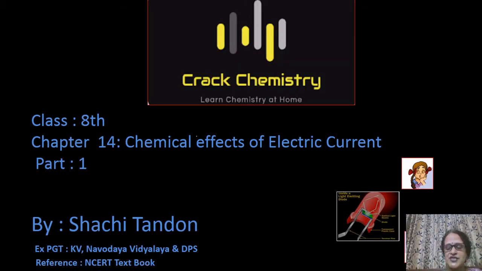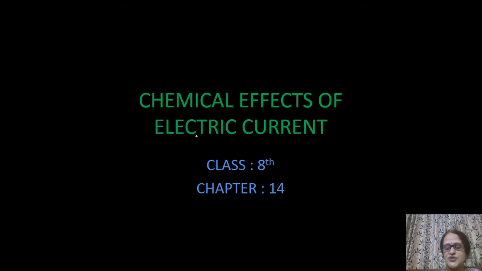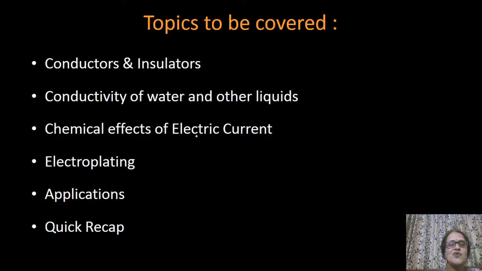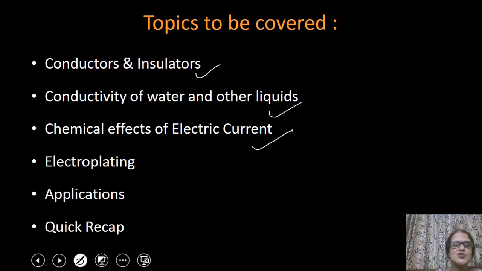So now let's see what we will study today. Students, first of all, we will study about conductors and insulators. After that, we will study the conductivity of water and other liquids. Then we will study the chemical effects of electric current. And these two topics, electroplating and its applications, we will study in my next video, Chemical Effects of Electric Current, Part 2.